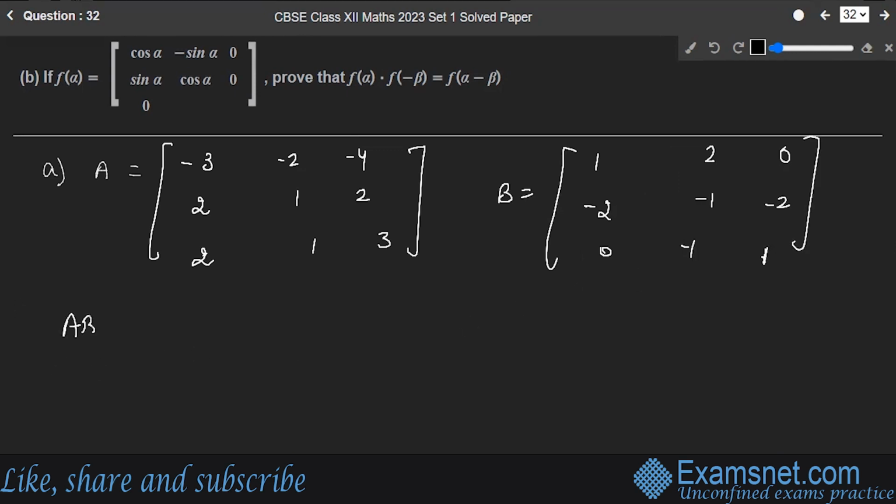Let's solve AB. You know, that's first row, first column. So this is minus 3 into 1. I'll just write it directly, okay? Minus 3 into 1, minus 3, minus 2, minus 2, plus 4. And this is 0, minus 6, plus 2, plus 4. Then you have 0, plus 4, minus 4. Then 2, minus 2, plus 0. Second row, first column. Now second row, second column. This is 4, minus 1, plus minus 2, sorry.